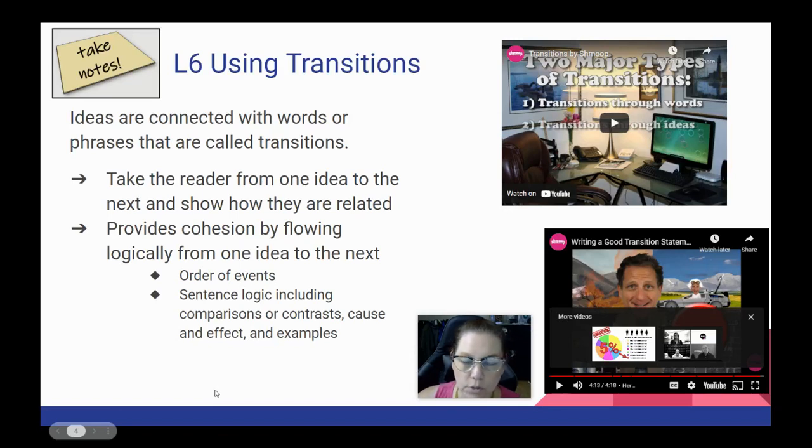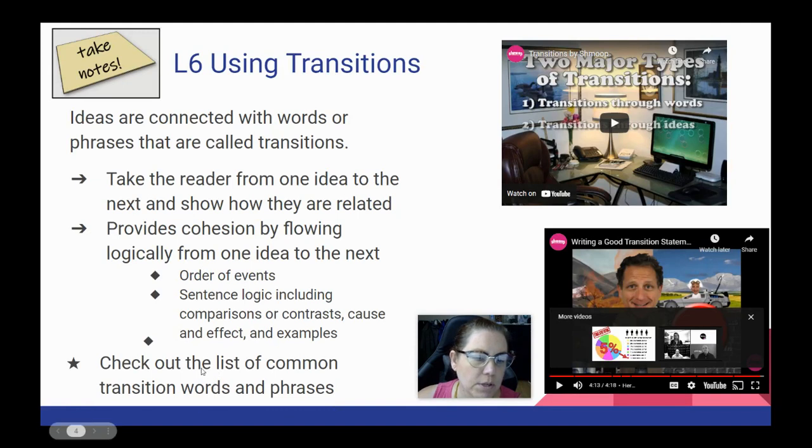Okay, so just make sure that you add transitions into your essay. Remember to check out the list of common transition words and phrases that are attached in this lesson. And then make sure that you are using a variety of transition words. Don't use the same transition word over and over again in your essay.